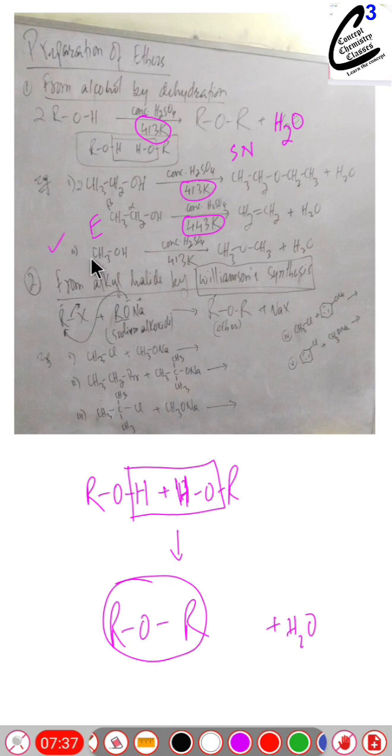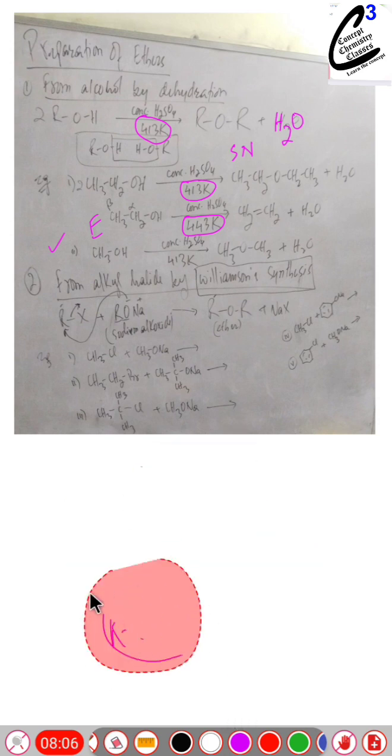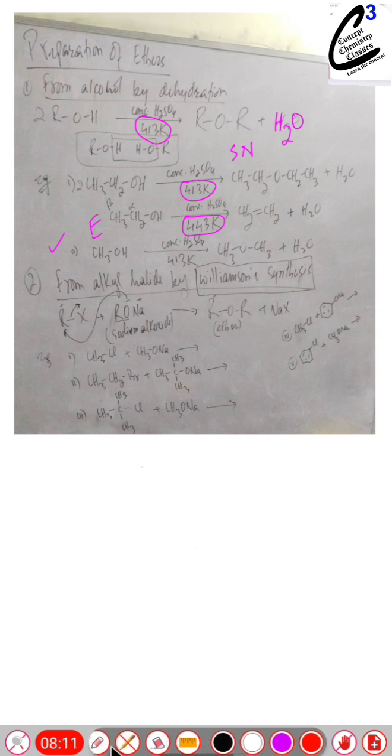Okay, giving another example here, methanol is reacted with concentrated H2SO4 at 413 Kelvin, then methoxymethane is formed as the product, along with water. So these are the preparation of ethers from alcohol by dehydration. Another method for the preparation of ether is from alkyl halide by Williamson synthesis. Okay, this is our Williamson synthesis.